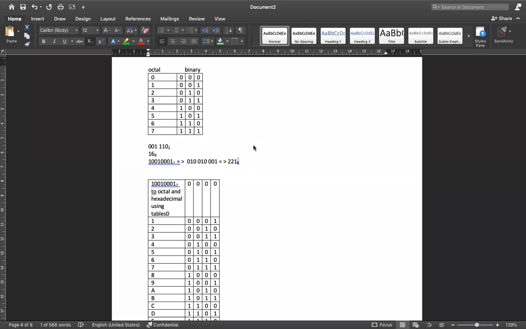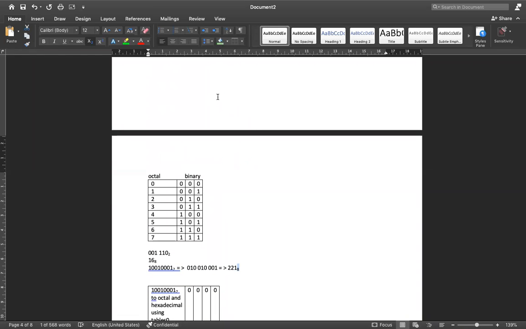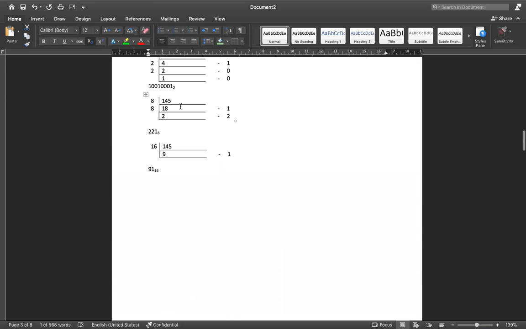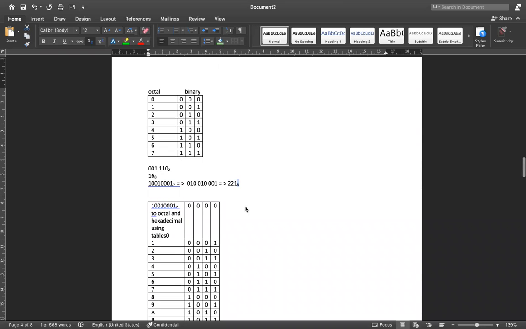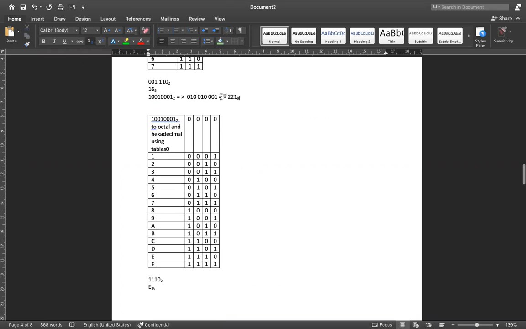Okay, using these tables, that is the wonder of this table. You have first divided and found the answer, that is 2 2 1. But using these tables, just by writing this in groups of 3 and adding zeros to the beginning, you easily transfer the number to octal.